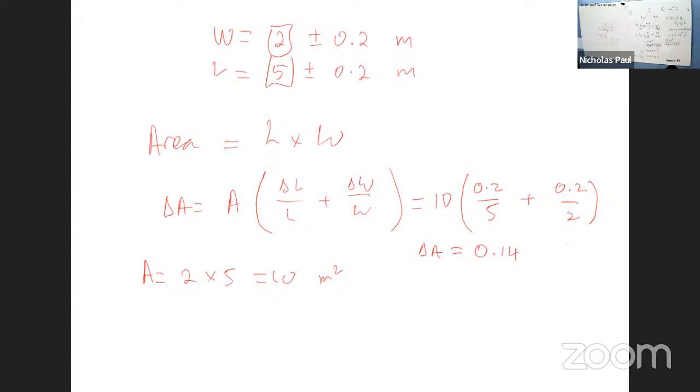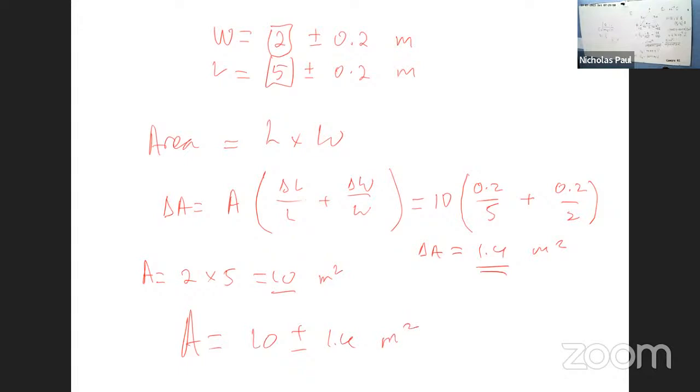Would 0.14 make sense? No, because the error gets smaller when we use two quantities. The error gets smaller. That doesn't happen, right? The error was 0.2 initially. How much did you get? 1.4. So therefore, the area, you can write your answer like this: the value you got, plus or minus the error. That's how you do the errors.